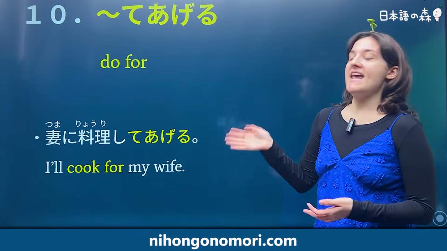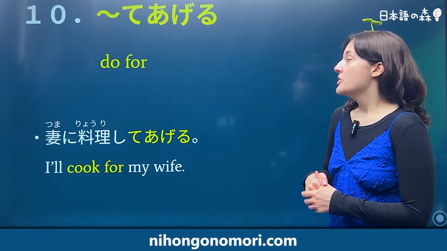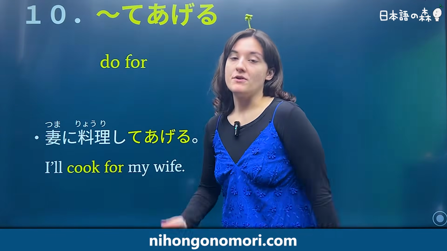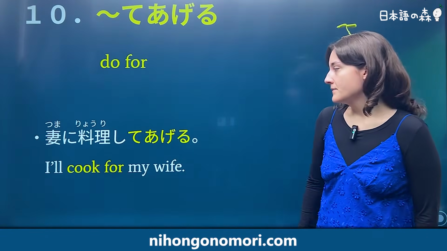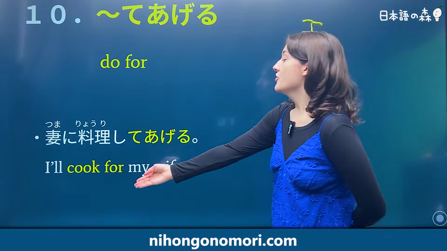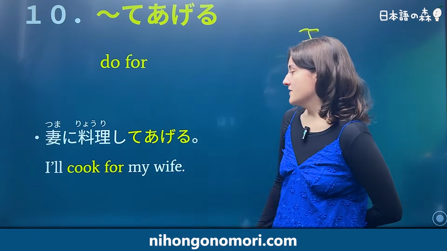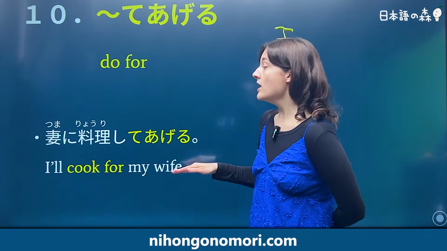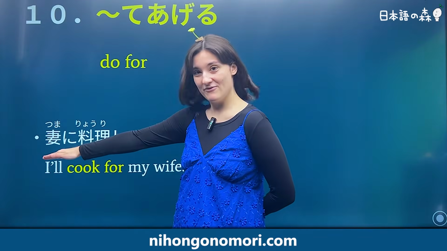手あげる. So this is using that same to give verb from before, but we're attaching it to the te form of a verb. So in this case, it'll mean that I do for somebody, or somebody does for somebody else. So here we have 妻に料理してあげる. I'll cook for my wife, right? So since we're saying してあげる, it means I'm doing it for somebody else. And who am I doing it for? I'm doing it for my wife.